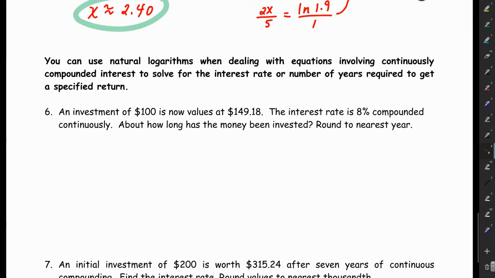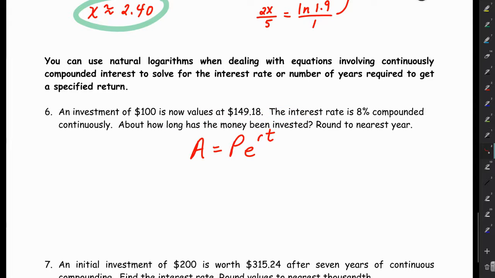We have an investment of $100. It's now valued at $149.18. The interest rate was 8% compounded continuously. How long has the money been invested, rounded to the nearest year? So if we write out our PERT formula, this time we're looking for how long the money has been invested. So t is going to be what we're solving for.